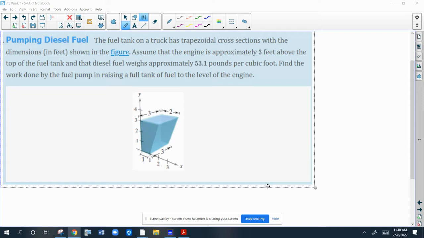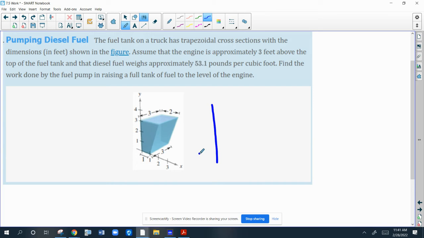Okay, so here is a tank question about work done in filling the tank. They show us this trapezoidal cross section of this tank, and you can see it right up here. There's a three-dimensional view. It shows that the tank is 3 feet deep. So what I'm going to do is redraw it. I want to look at the front of the tank.